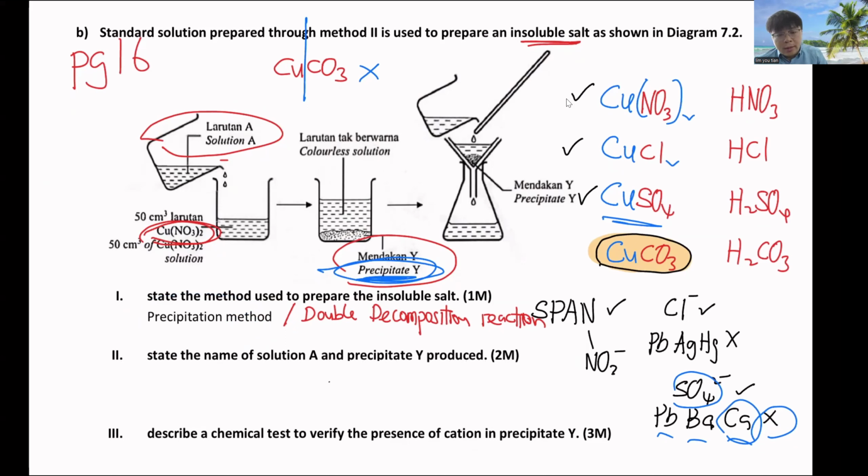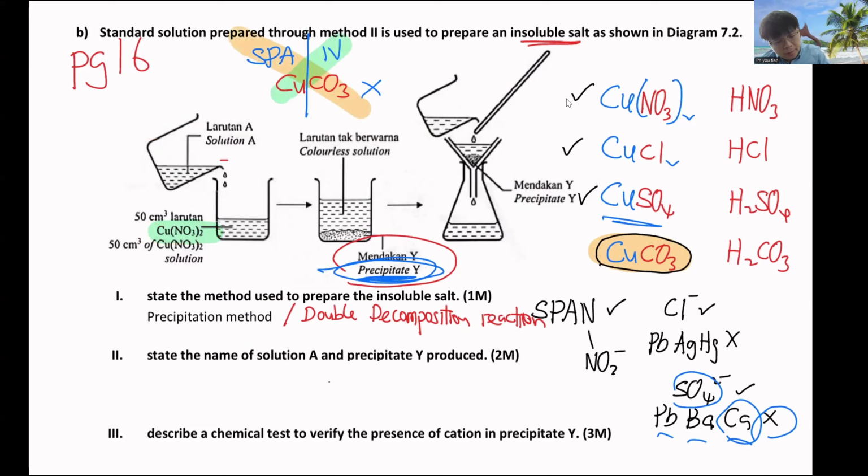Okay, so now they ask you how do you prepare this chemical. So what we need is copper 2 carbonate salt. What do I need? I need to pair with sodium, potassium or ammonium. So the copper 2 nitrate is already given here. So you can see here, you already have copper 2 nitrate as a solution. Then for the solution A, it must be one of those. So this is your solution A. It must be either sodium carbonate, potassium carbonate, or ammonium carbonate.